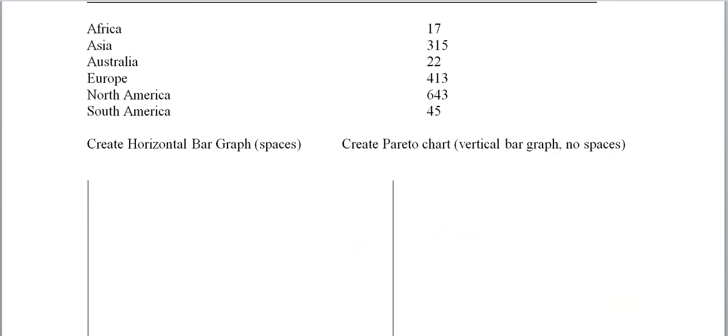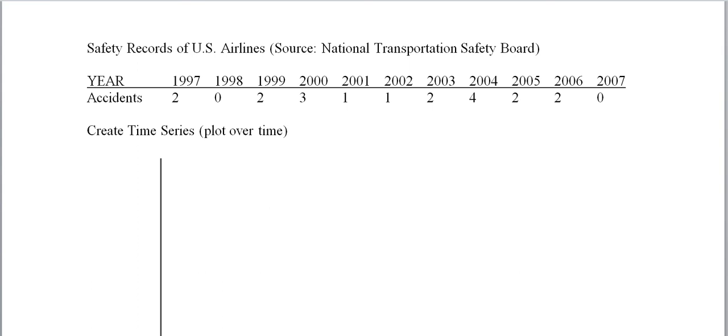All right, so the next type of graph we're going to look at is a time series graph, also known as the plot over time.